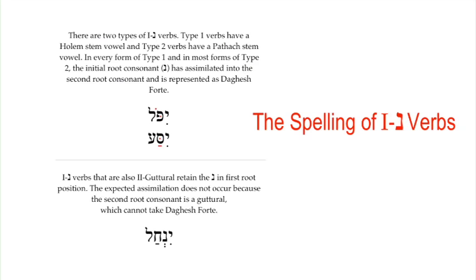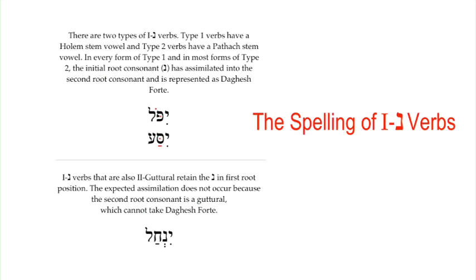Type 1 verbs have a holem stem vowel, and type 2 verbs have a patach stem vowel. In every form of the type 1 and in most forms of the type 2, the initial root consonant noon has assimilated into the second root consonant, and it's represented as a dagesh forte. Now let me say this again for you. You already know from your study previously in the nouns that the noon consonant is a weak consonant. You know that the noon consonant likes to assimilate, and it will appear in other consonants as a dagesh forte. That happens again with verbs, and in the imperfect, in the one noon category, you're going to see it happen.